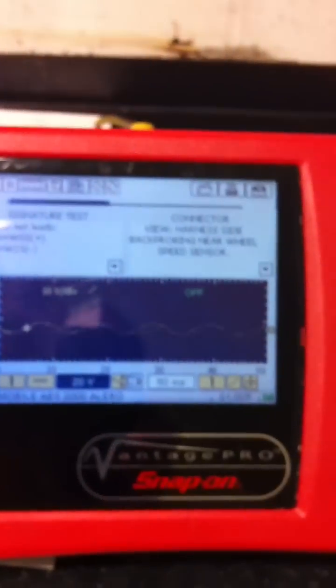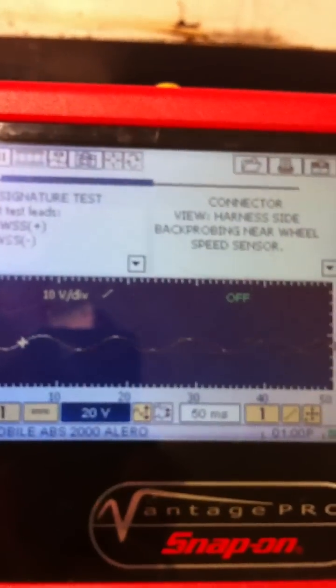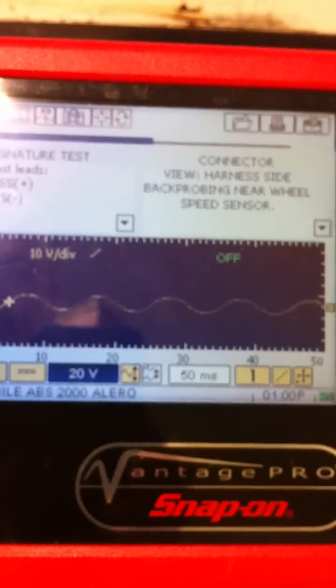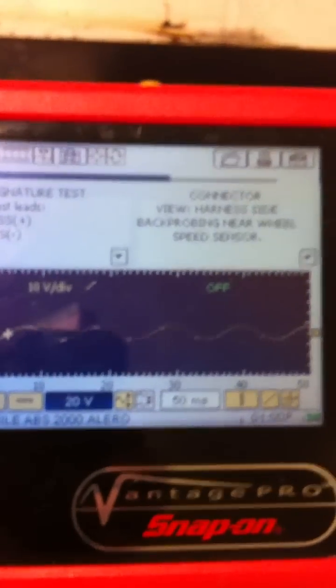We're confirming that indeed ABS hub sensors do generate AC voltage. We've got the Vantage hooked up in graphing mode, doing a signature test on this ABS sensor. And what do you know, on the 20 volt scale, it actually is measuring a voltage as we're turning the hub assembly in the vise with the two leads connected to it.